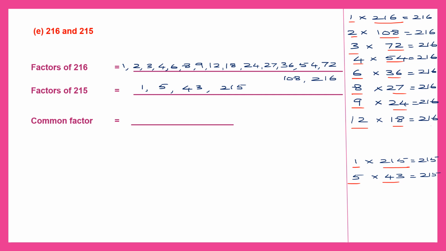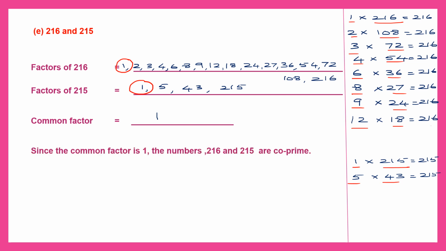Now what are the common factors? Let's look for the common factors. We have 1 that is common. Now let's look for 5. We have 5 here. Do we have 5 there? We don't have 5. We have 43 here. Do we have 43 there? We don't have. We have 215 here. Do we have 215 there? No. So the only common factor here is 1. So since the common factor is 1, the numbers 216 and 215 are co-prime numbers.